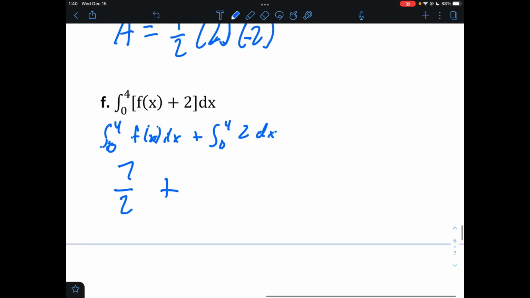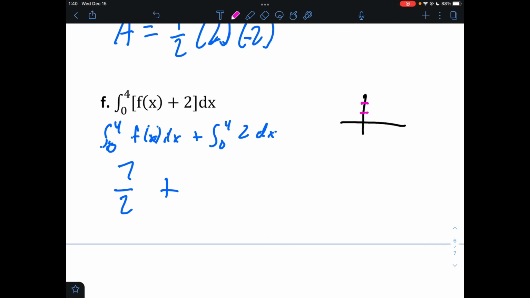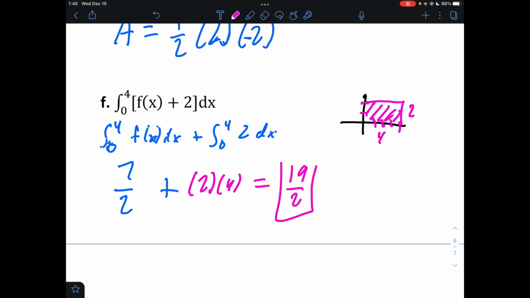the integral from 0 to 4 of 2. Well, let's take a look at what that graph would look like. That is just going to be a rectangle with height 2 and width 4. So 2 times 4, which is 8. So we have 7 halves plus 8, which would be 7 halves plus 16 halves, or 23 over 2.